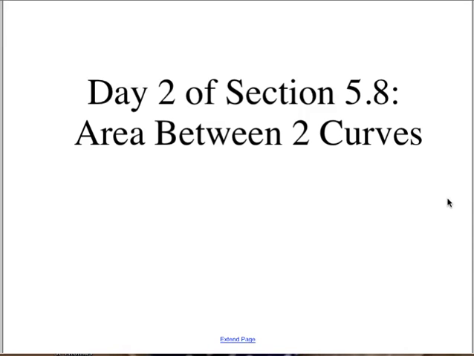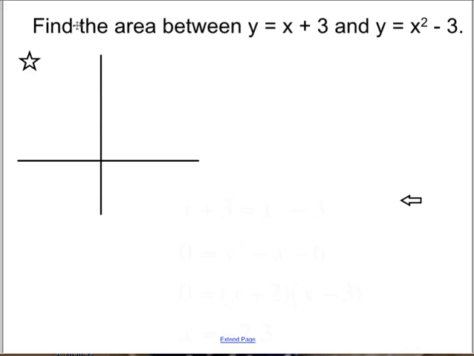This video is going to cover the second day of Section 5.8, calculating the area between two curves. Let's recap what you guys learned yesterday.